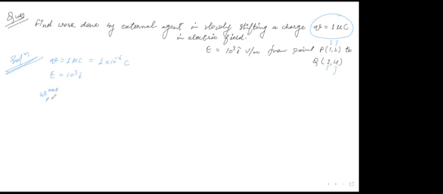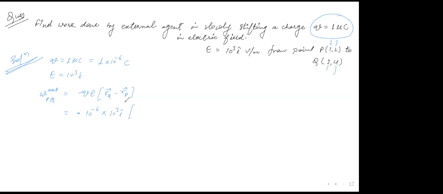from P to Q. We can write minus of Q E dot (R of Q minus R of P). What is the value of Q? 10 raised to the power minus 6. Into E. The value of E is 10 raised to the power 3 I cap.